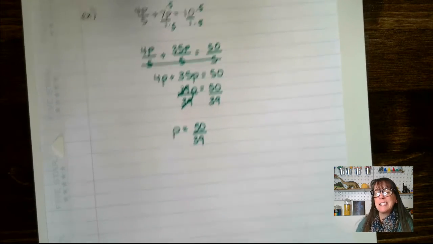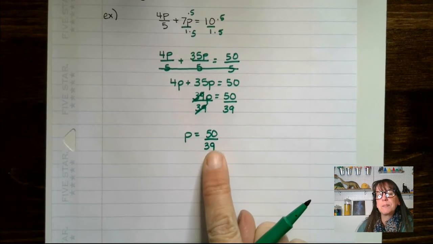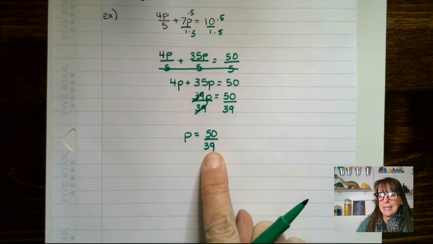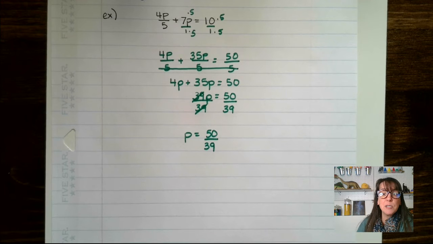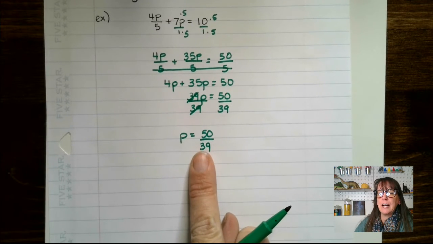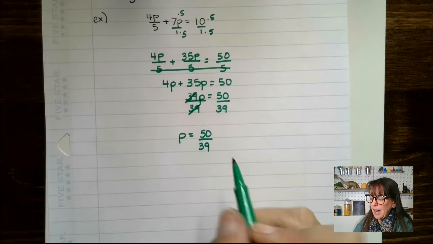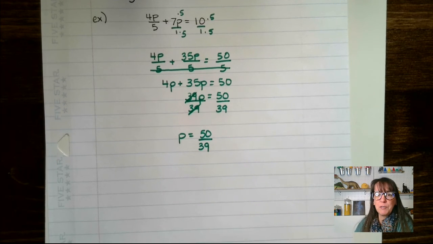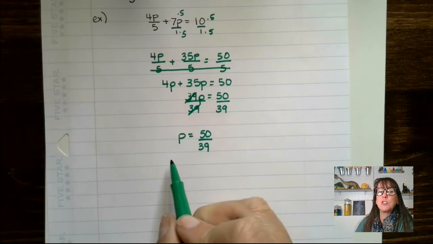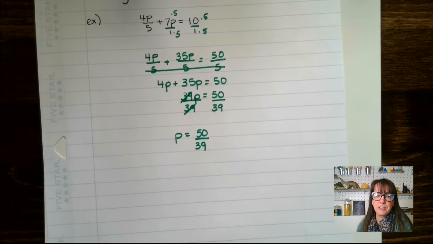Now I look at this and I think, okay, 39, 3 plus 9 is 12, and 3 goes into 12, so 3 is going to go into 39. In fact, it's 3 times 13. I don't think 3 can go into 50 and 13 can't go into 50. So this is as reduced as the fraction is going to get.